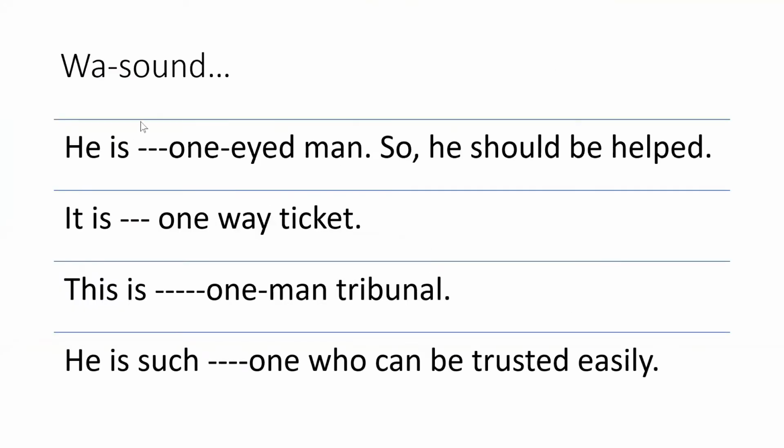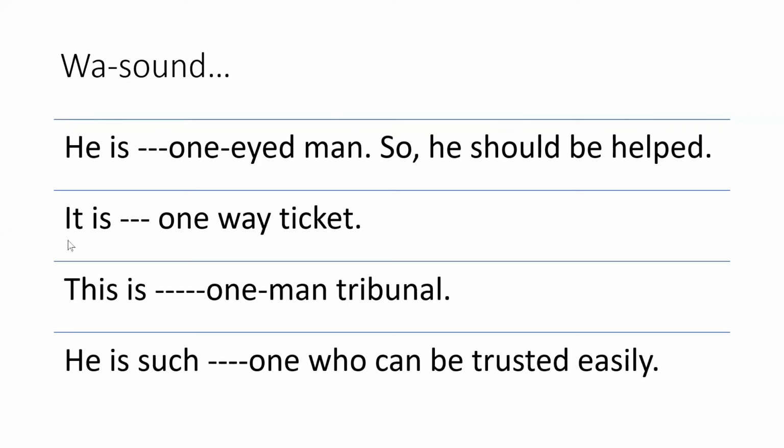Now, I've already told you about the W sound. For example, I'll take one and explain nicely. See, one-eyed man. Here it is O, but we pronounce it as W. We don't say on. We don't pronounce it like this. We say W, one-eyed man. He is a one-eyed man, so he should be helped. So when there's a W sound, make use of A.